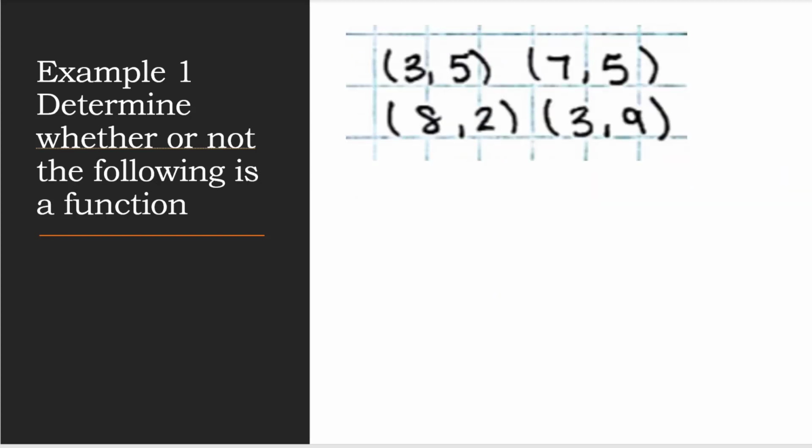Now we're looking at coordinates. We've identified here that we have two x values that are the exact same number, so those are our inputs, but yet notice that they have different outputs. So this is also not a function.